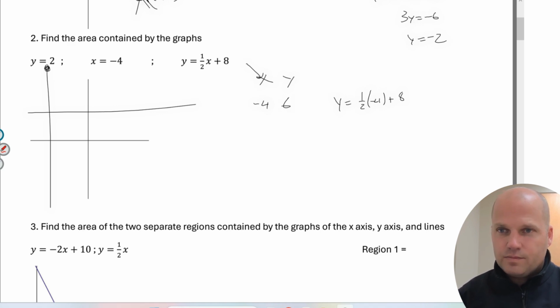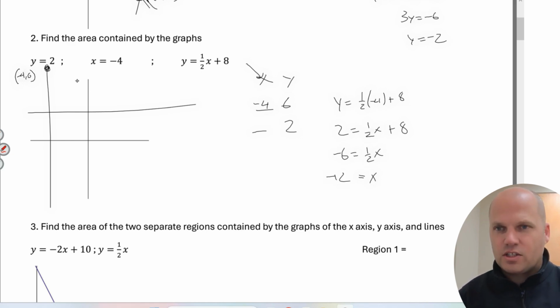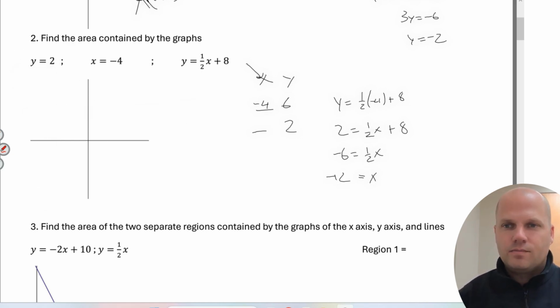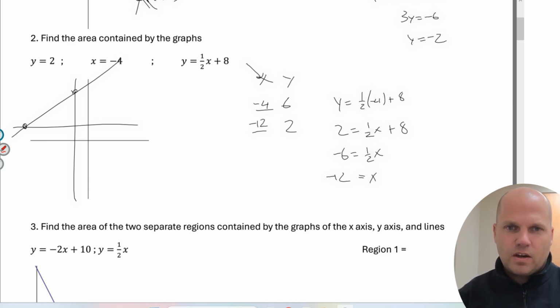Okay, so that's up here. And then if y is 2, what is x? Subtract. How do you get rid of the 1/2? Multiply by 2. x is negative 12. Oh, we're all the way over there. So I'm going to have to zoom out here. x equals negative 4 is here. This graph goes like this. This is the point here, there. This is stuff you just have to figure out.